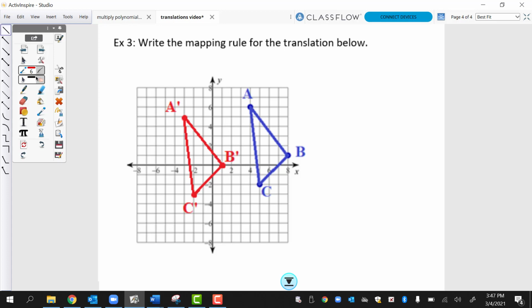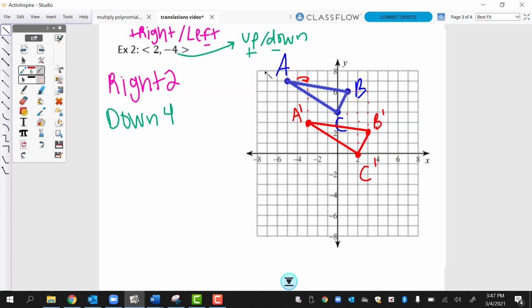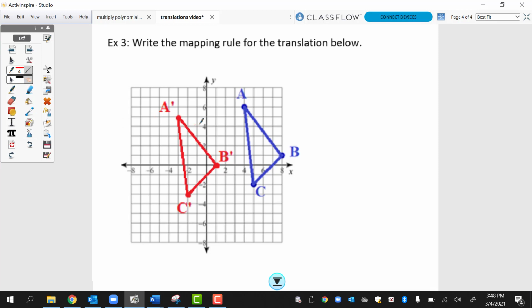Okay, another kind. They can either have you drawing it, like telling you the rule and then saying draw the picture. Or they can give you a picture and say, okay, this is what happened in the picture, and you write the rule. So first of all, this said write the mapping rule. So that tells me we should be doing the one that looks like with the parentheses, not the pointy parentheses. So my answer should look like this.